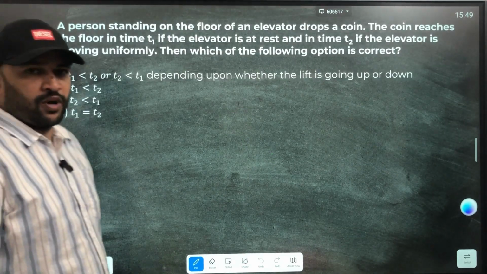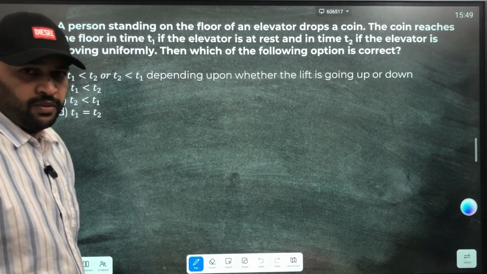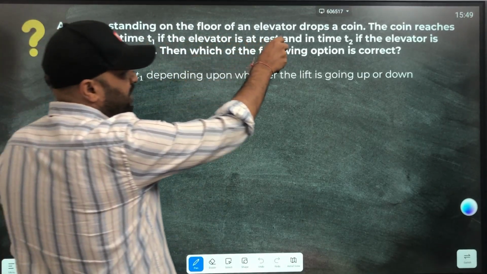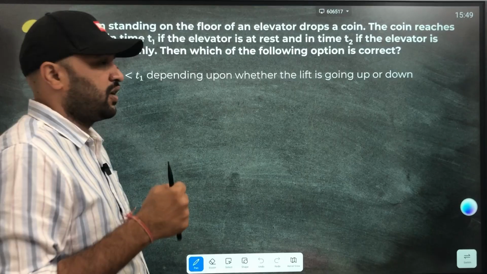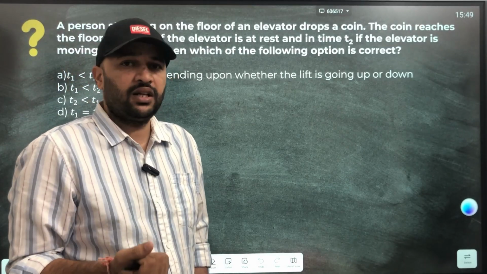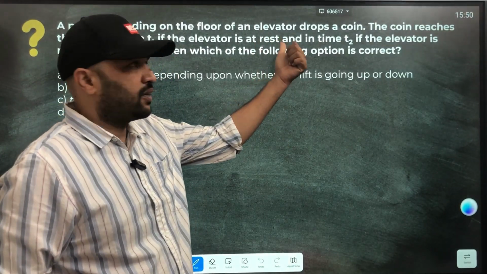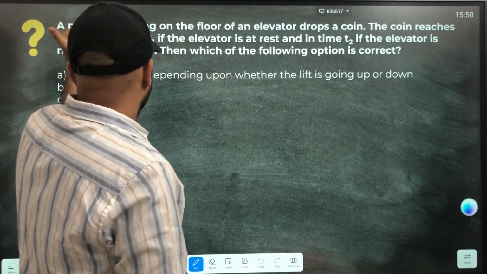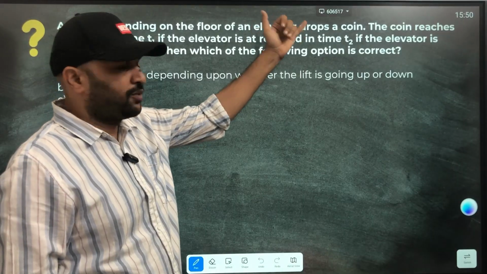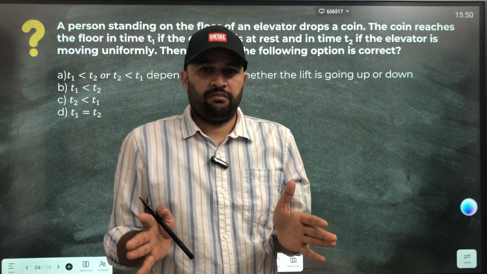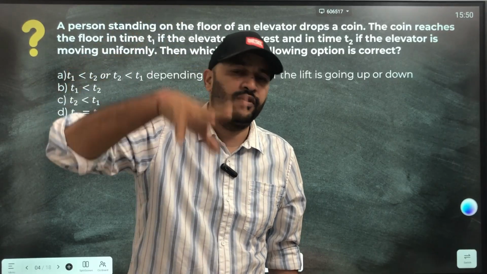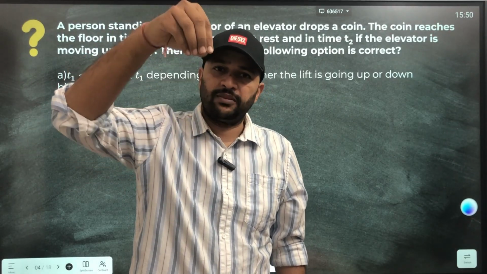Great. We have another problem. This is a conceptual problem, and we have to understand the core concept here. A person standing on the floor of an elevator. Elevator, in case you are not familiar, is nothing but a lift, right? So if it's a lift, and drops a coin. Let me read it for you again. A person is standing on the floor of an elevator, drops a coin. So simply assume that I am standing on a lift and I have a coin and I am dropping it. When I am dropping it, I am not throwing it with some velocity. Initial velocity is 0. So I am simply dropping it.